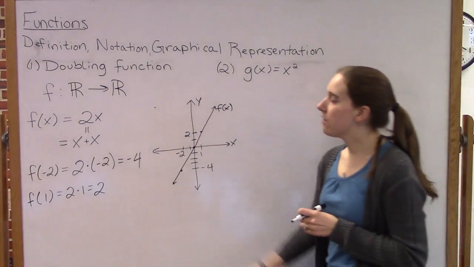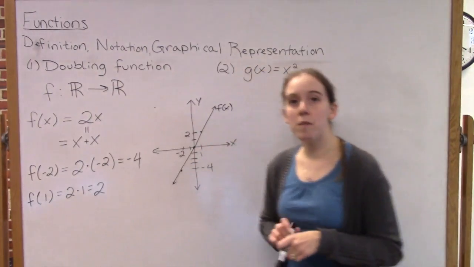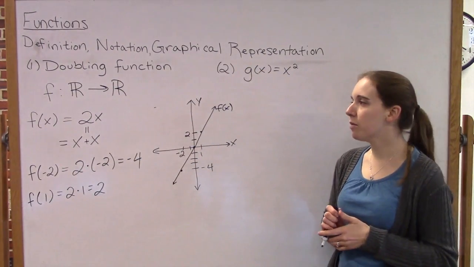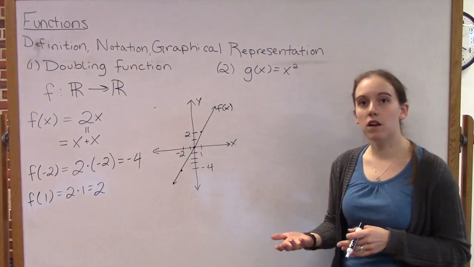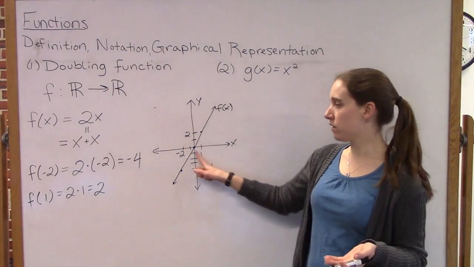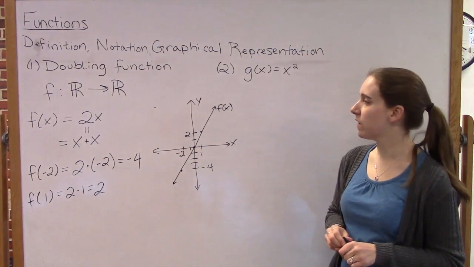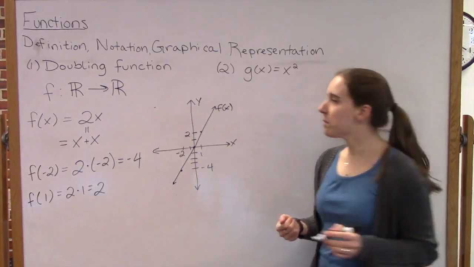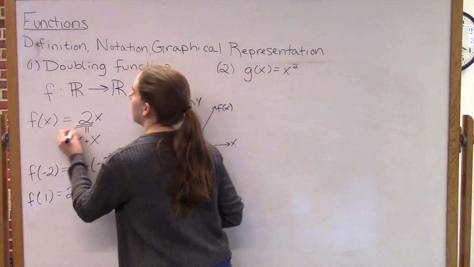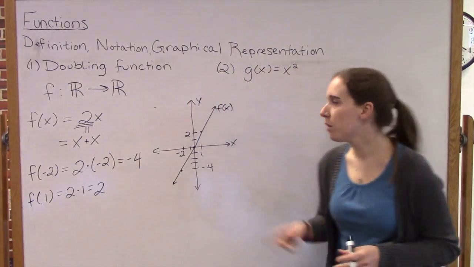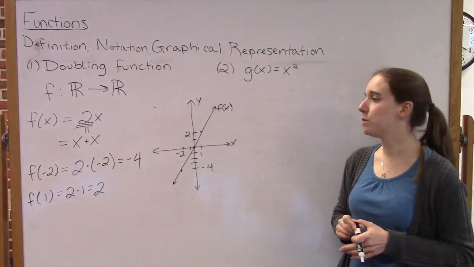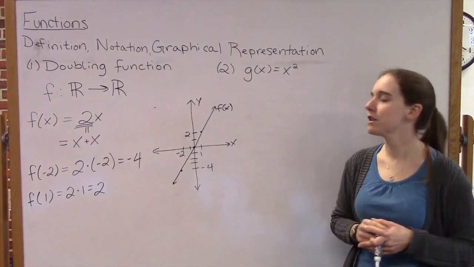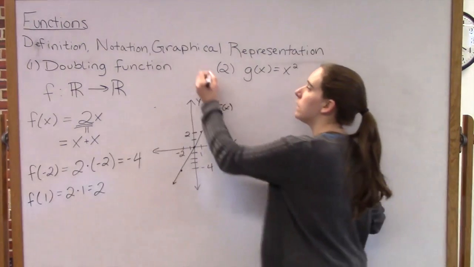Now notice, if this were written in y equals mx plus b or slope-intercept form, I'd have y equals 2x plus 0. That means 0 is my y-intercept, which it is on my graph, so that's good. And it also means that my slope of this line is 2. So what we have here is a line passing through the origin with slope 2, and that's our doubling function, the graph of it.